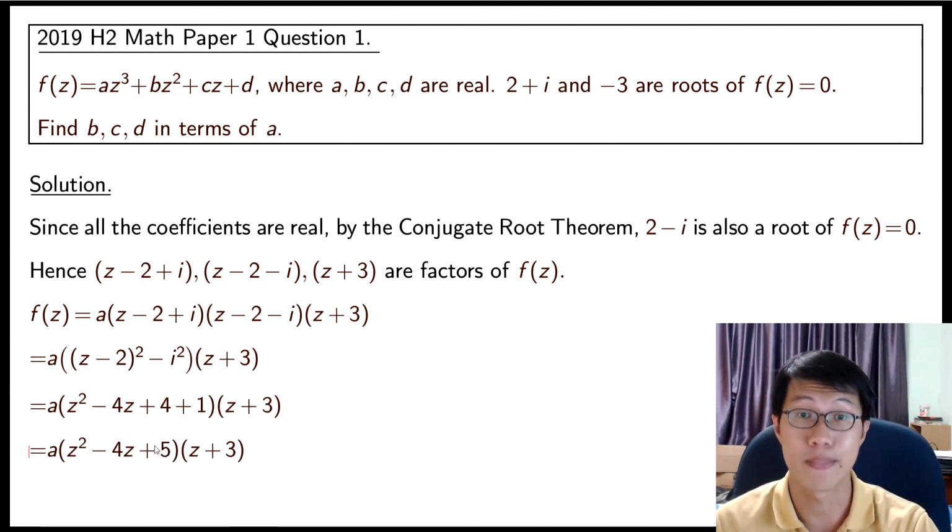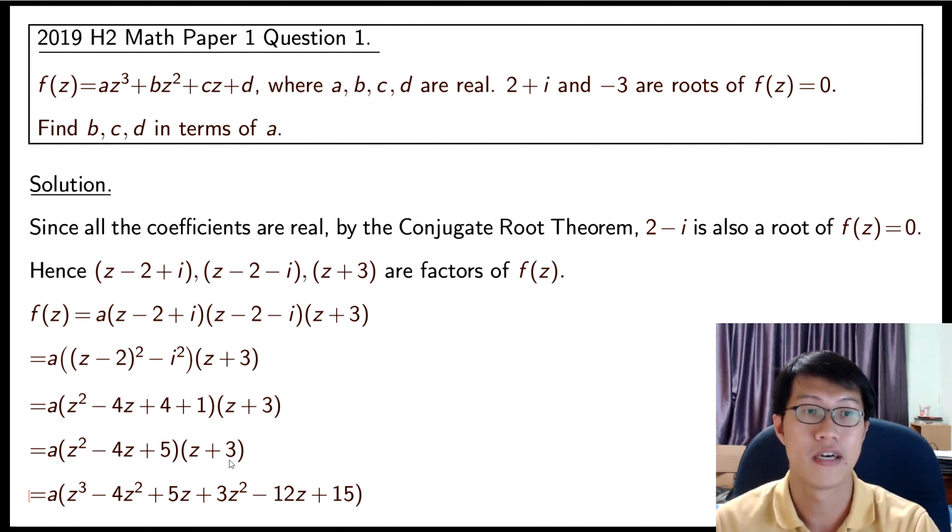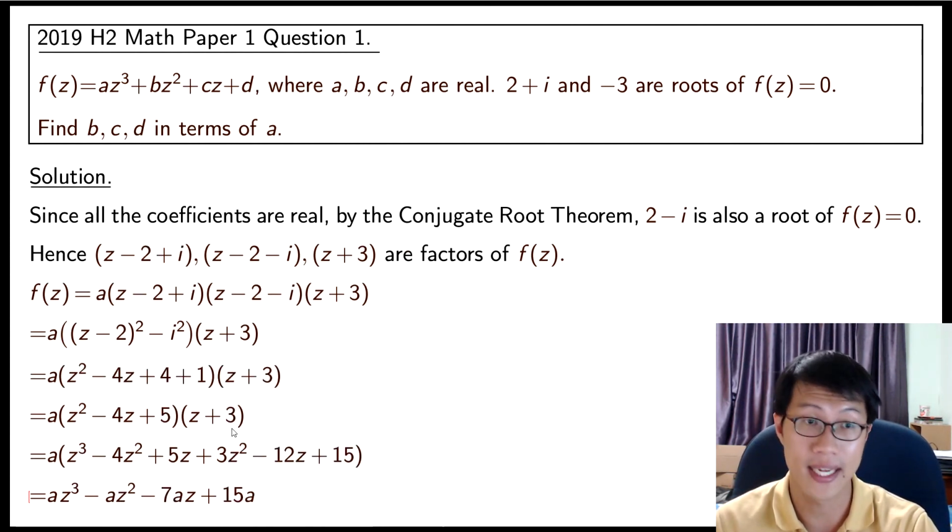And a tedious expansion for the next step. So z squared times z is z cubed. Minus 4z times z is minus 4z squared, plus 5z, plus 3z squared, minus 12z, plus 15. So grouping them all together after our expansion is done, we have this final cubic equation: az cubed minus az squared minus 7az plus 15a.